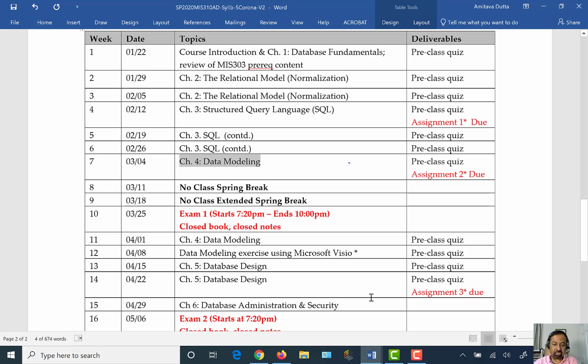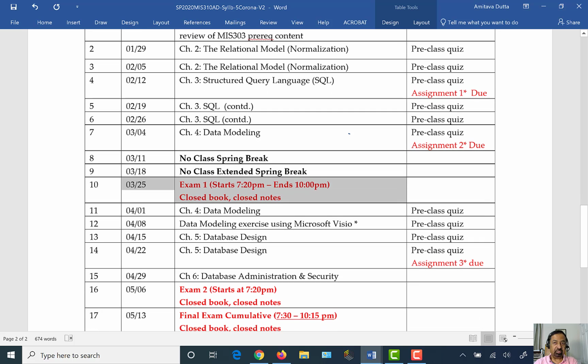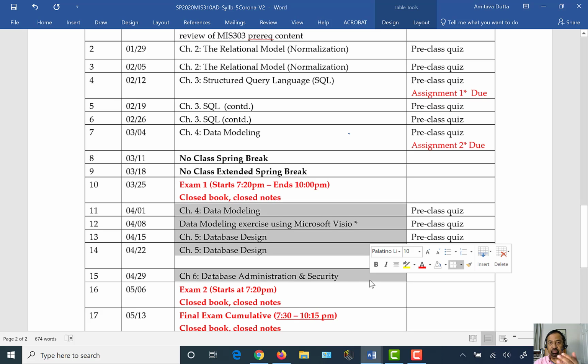Here's where the changes are. Our spring break got extended by a week. So your exam 1, which was scheduled for the 18th of March, which is yesterday, was not held. Your first exam, exam 1, is on March 25th. All the remaining topics have just been shifted by a week because the semester has been extended by a week. You can see these topics: data modeling, database design, database administration, and security. They've all just been shifted down by 1 week.